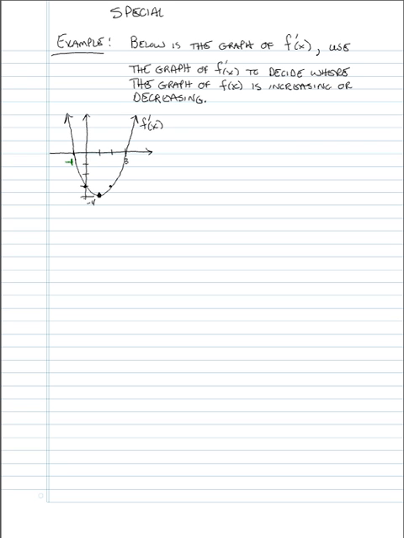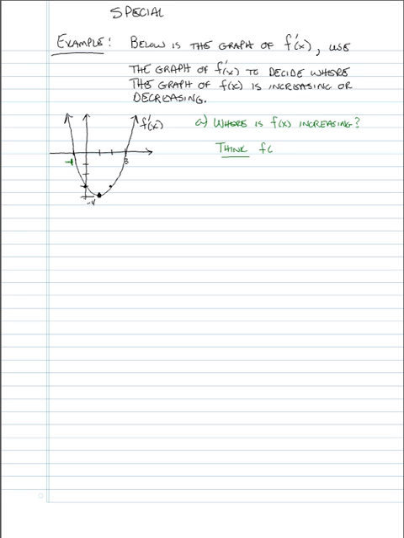Use this graph to decide where the graph of f, the graph we don't see, is increasing. Okay, so where is f of x increasing? We can't come over here and look where that function is increasing because that's f prime of x. Here's what we need to recall. Think about this. Think in this way.